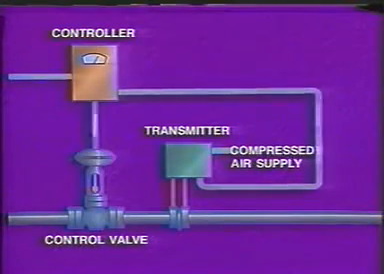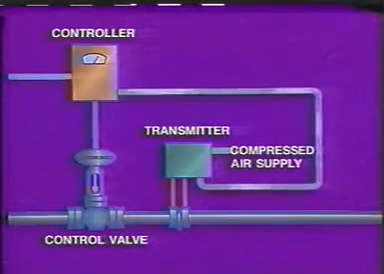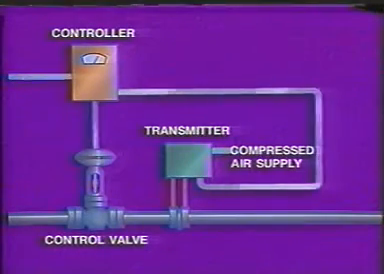The amount of compressed air going to the valve changes only if there is a change in the flow measurement. The compressed air signal from the controller determines the position of the valve actuator, and as a result, the valve stem.